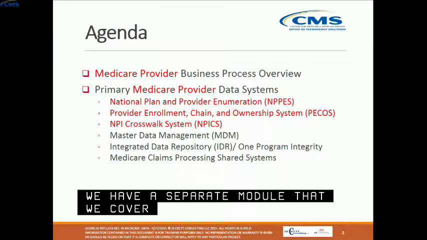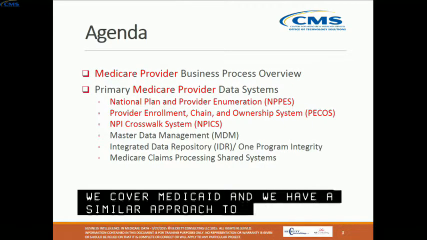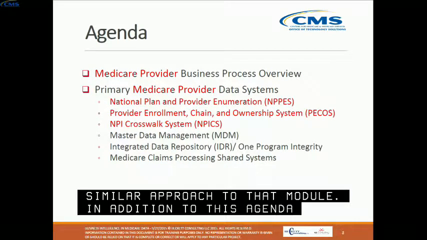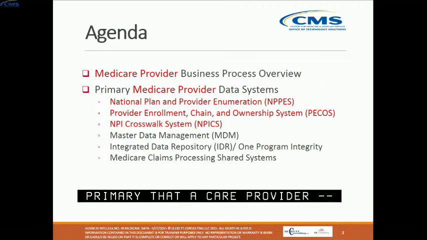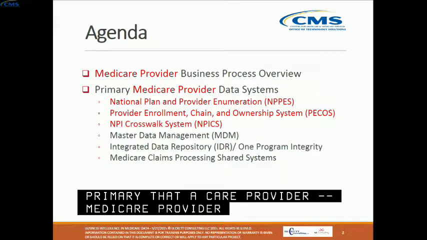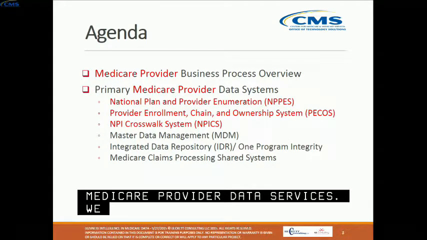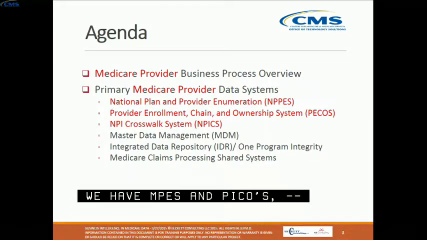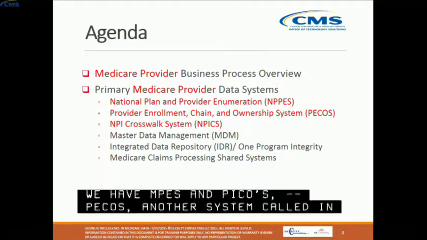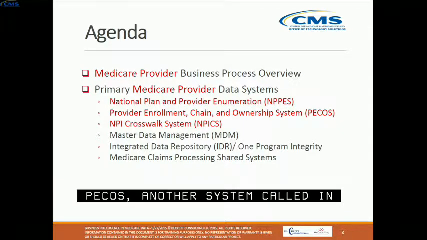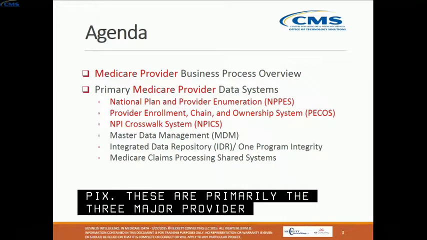In addition to this agenda today, we're going to cover the primary Medicare provider data systems. And those are listed here. At the top of the list, we have NPES, which is the National Plan and Provider Enumeration System. We also have what we call PECOS, which is the Provider Enrollment Chain and Ownership System. We have another system called NPICS, which is the NPI Crosswalk System. These are primarily the three major provider systems of record that CMS has within their environment.